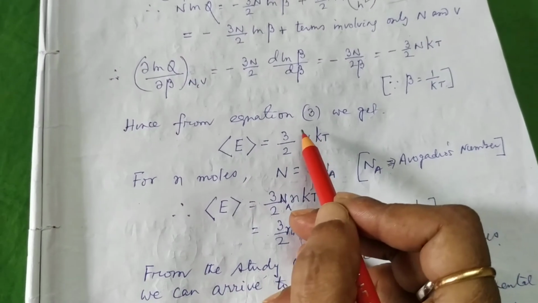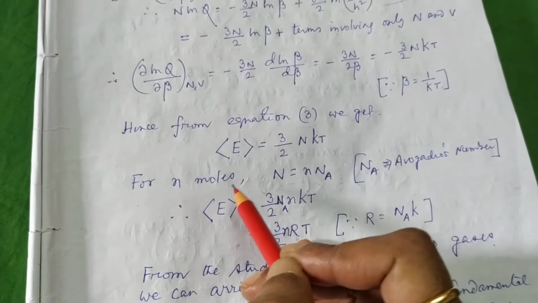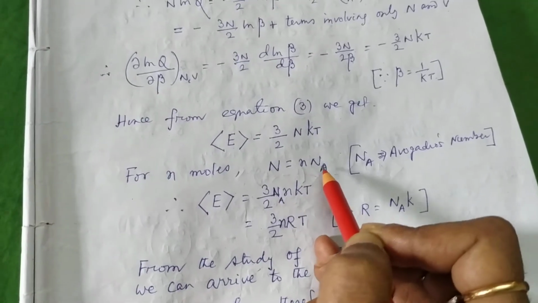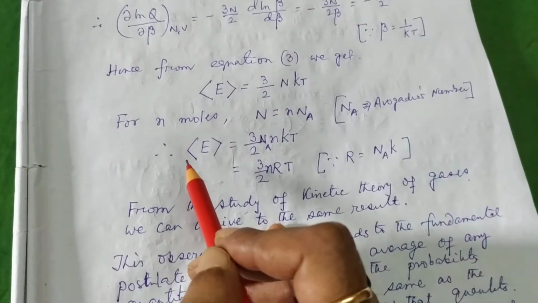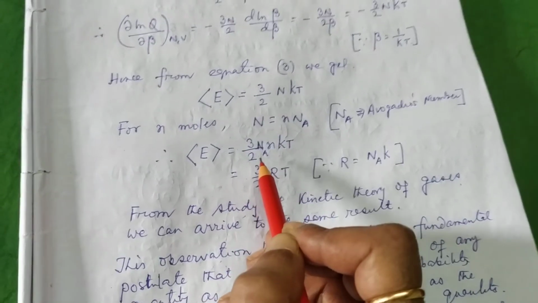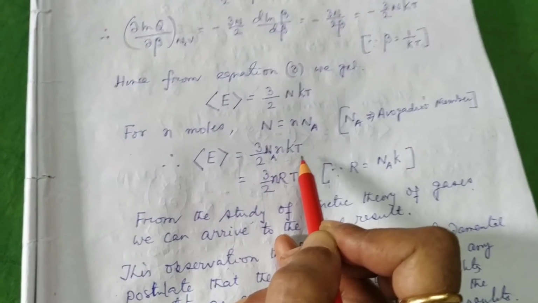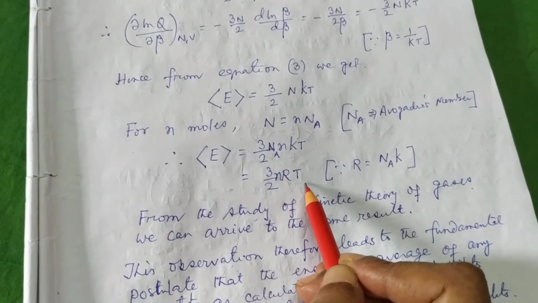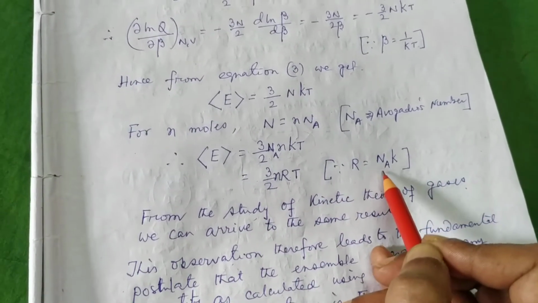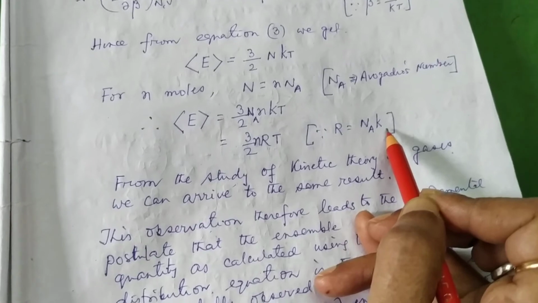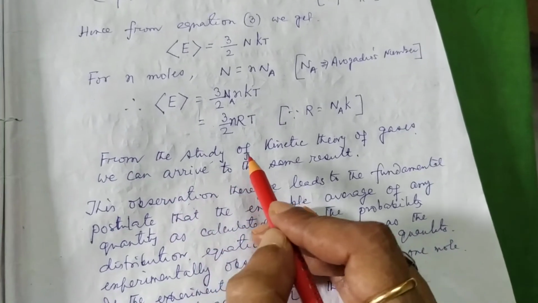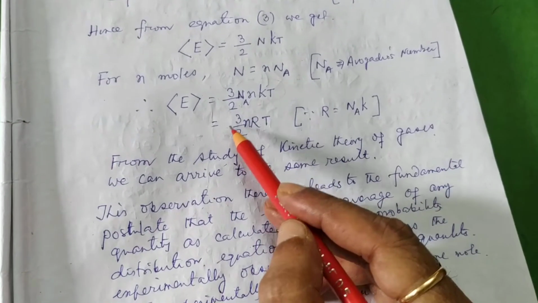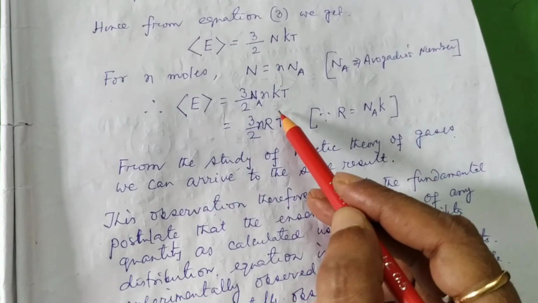Here this is for N number of molecules. Now for n moles, N equals n into Na, where Na is the Avogadro number. Therefore, the average energy becomes 3 by 2 Na n kT, which equals 3 by 2 nRT, because R equals Na into k, that is, the Avogadro number multiplied by the Boltzmann constant. From the study of the kinetic theory of gases, we can arrive at the same result.